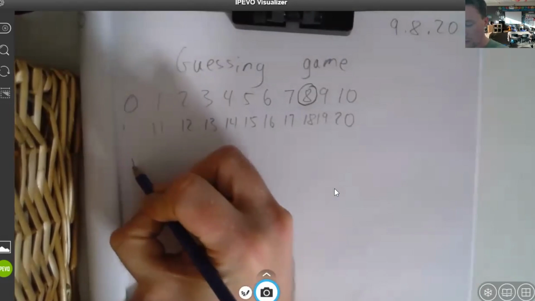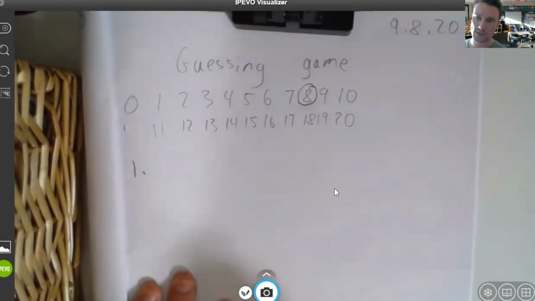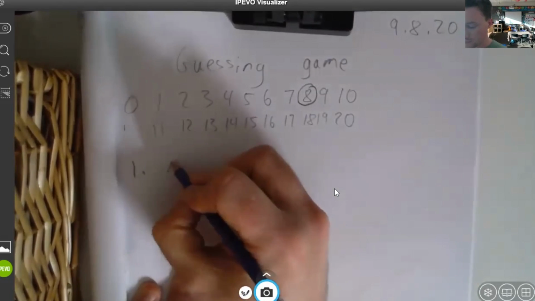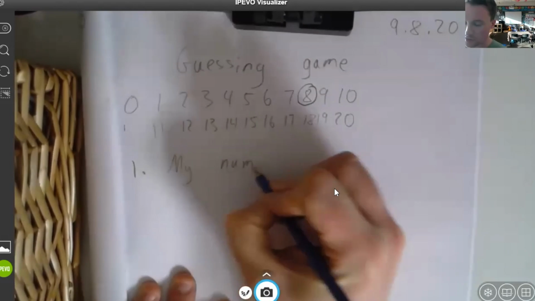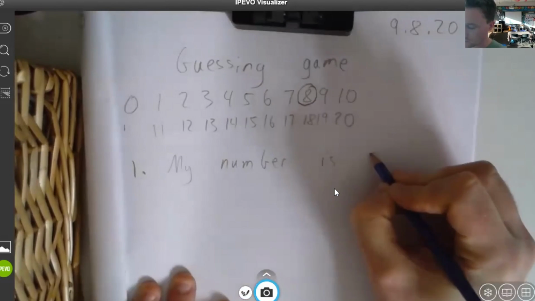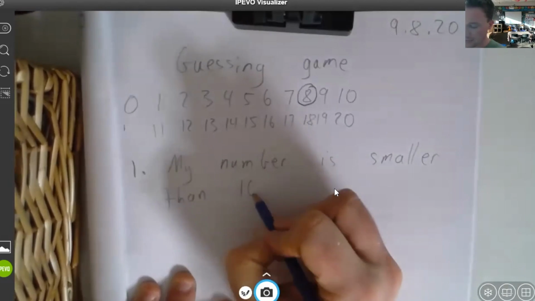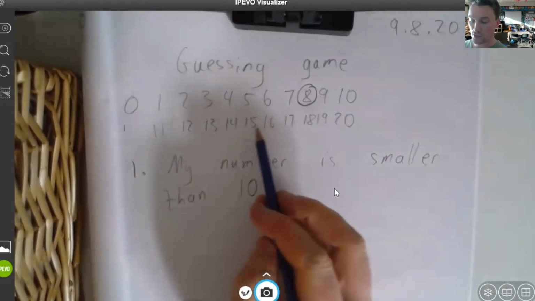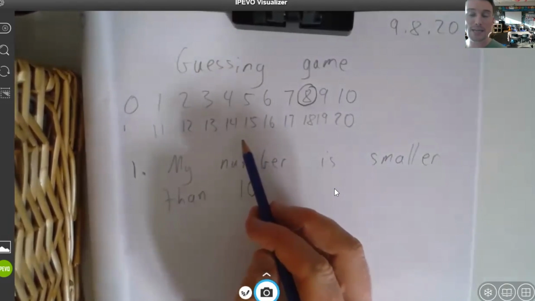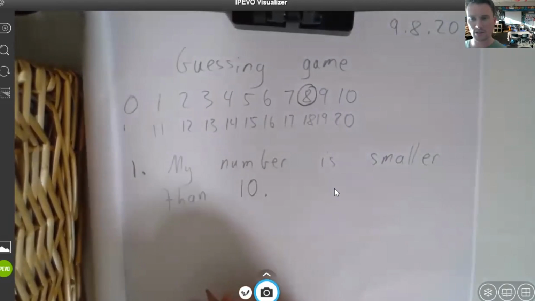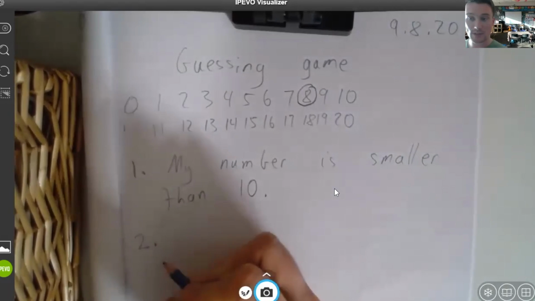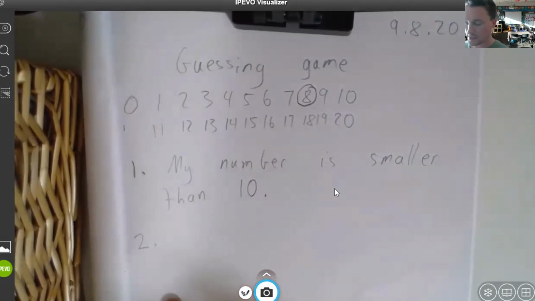So I'm going to write down a big number 1 and a full stop because that's my first clue. I'm going to say my first clue is my number is under 10. My number is smaller than 10. You could say, well, maybe you've chosen 15. Well, you could say that your number is bigger than 10. Up to you. That's a good first clue. Let's think of another one. We've got my number is smaller than 10. Let's say, what's a different thing that we could say?